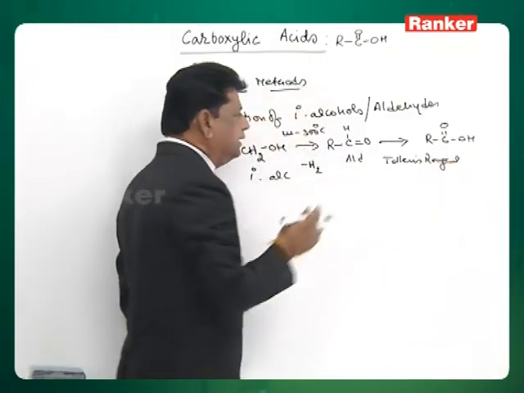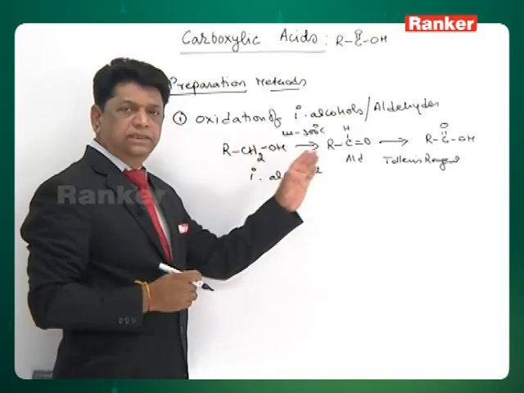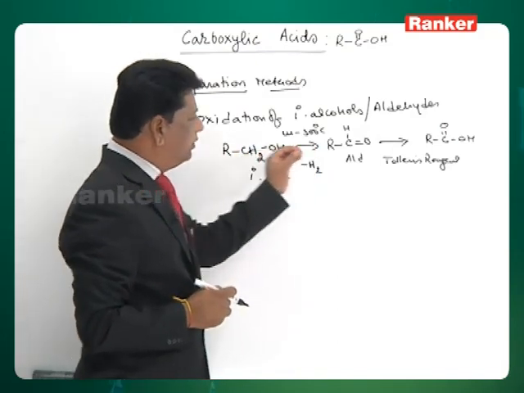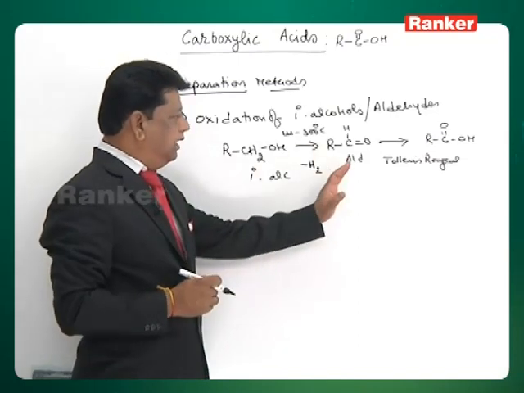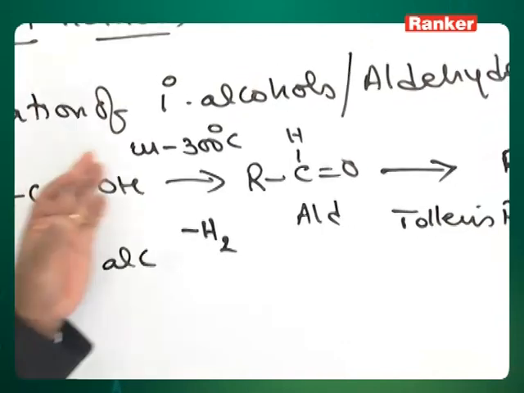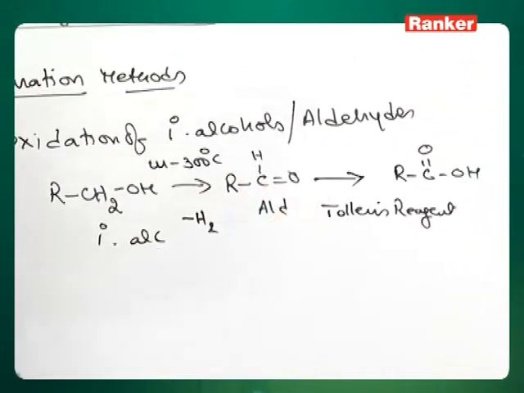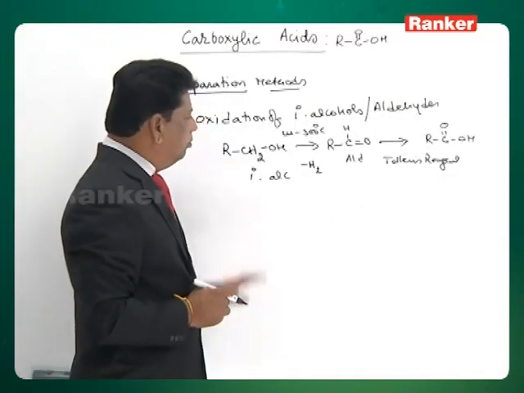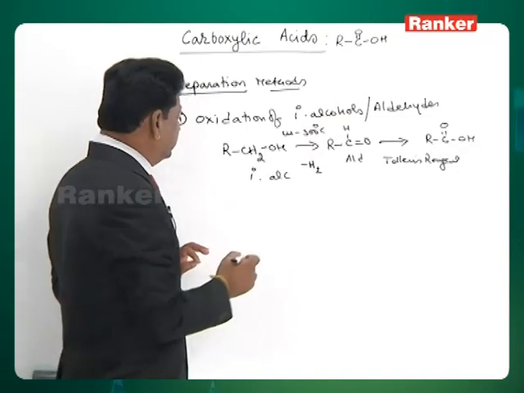So, in this oxidation the number of carbons is neither increasing nor decreasing. The same number of carbons present in the alcohol comes to the aldehyde, comes to the acid. So, if a 3 carbon alcohol is taken, the corresponding 3 carbon propanaldehyde is formed and then gives propanoic acid. Both the steps are very convenient and mild reactions.